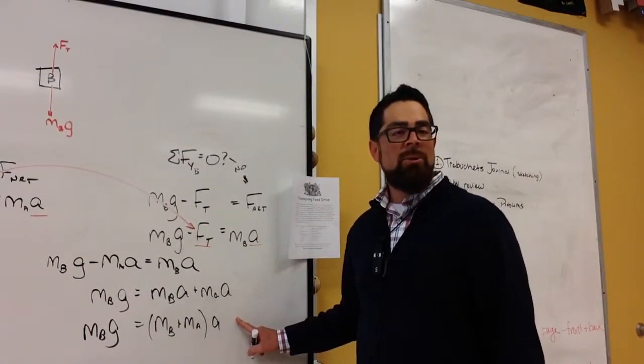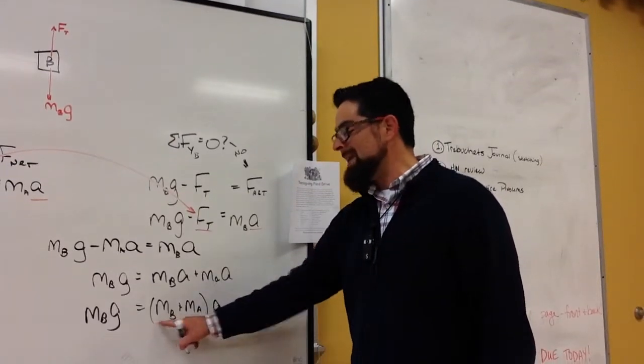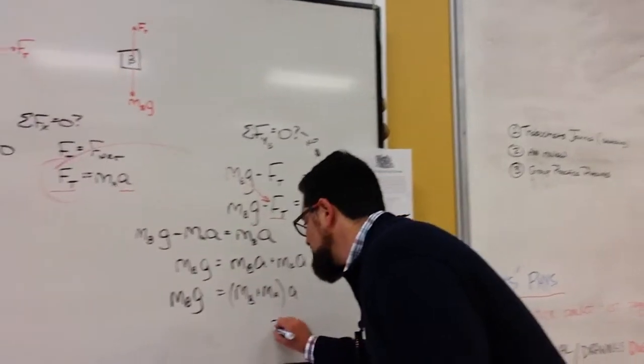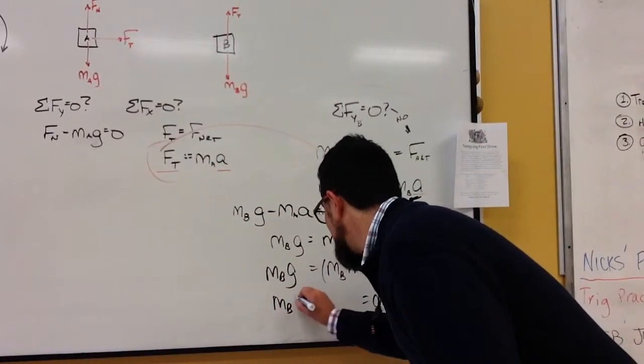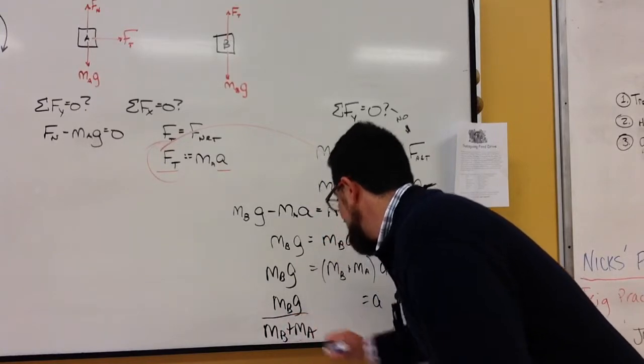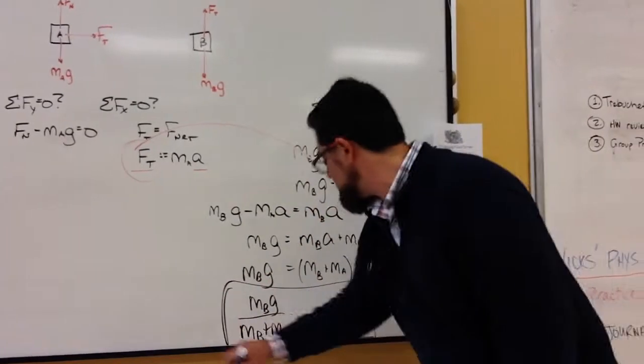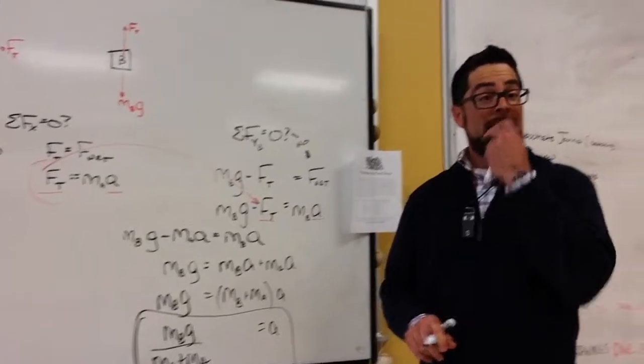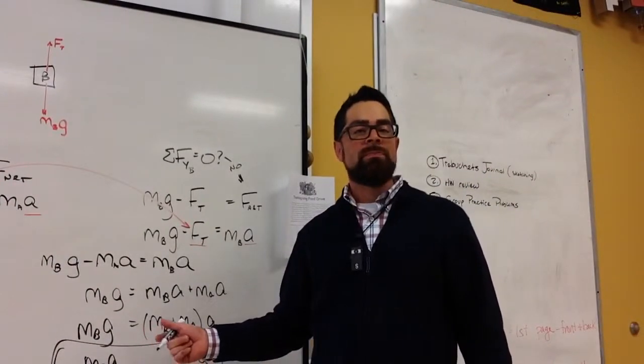Now I'm going to isolate the variable a and divide both sides by the total mass in the system, which is m_b plus m_a. And my expression looks like this. m_b times g divided by m_b plus m_a. And there's my expression for acceleration in terms of those fundamental constants and variables.